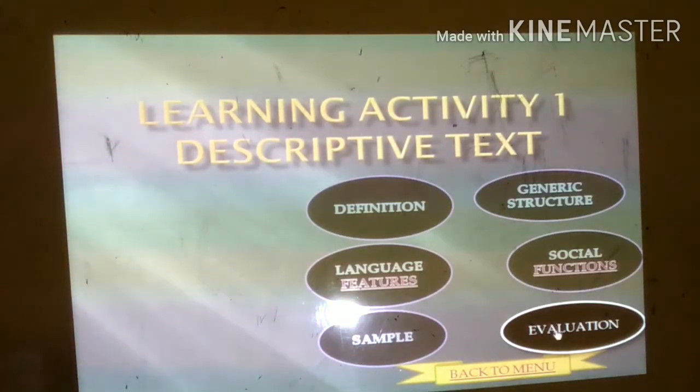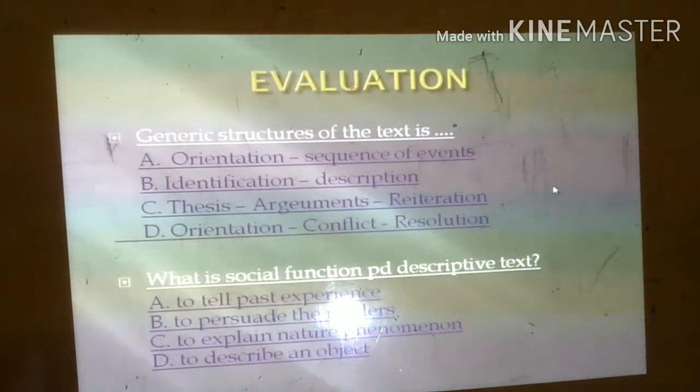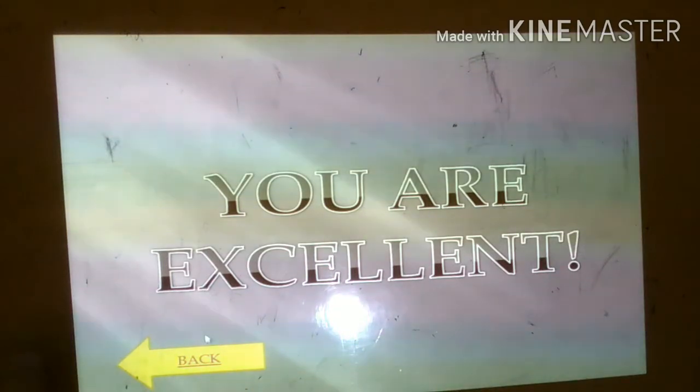The last, we will evaluate you. Do you remember? The generic structure of descriptive text is, what's your answer? A. Orientation, sequence of events. B. Identification, description. C. Thesis, arguments, reiteration. D. Orientation, conflict, resolution. The correct answer is, yes, B. You are excellent.